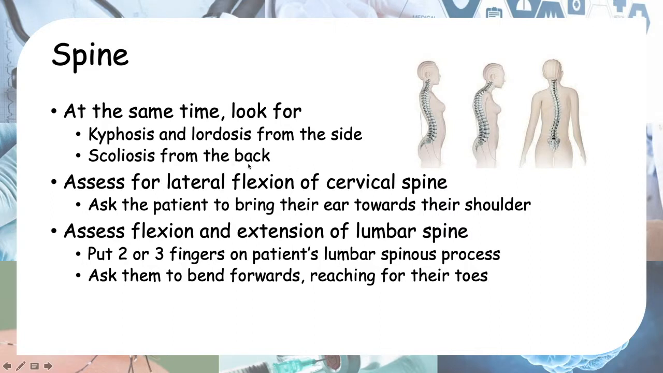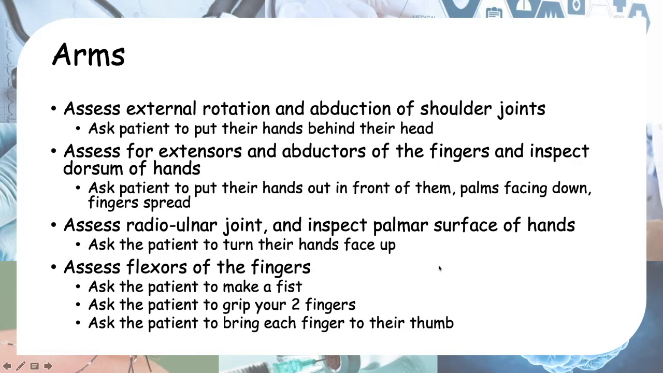And then you're going to assess for two things. In spine, this is not a full examination of the spine. So in GALS, you're just going to assess for lateral flexion of the cervical spine and also flexion and extension of the lumbar spine. For lateral flexion of the cervical spine, you're going to ask the patient to bring their ear towards their shoulder on each side. And then for assessing the flexion and extension of the lumbar spine, you're going to put 2 or 3 fingers on the patient's lumbar spinous process, and then ask them to bend forwards, reaching for their toes. When they are bending forwards, your fingers should move apart, and when they bend back, your fingers should come together again.